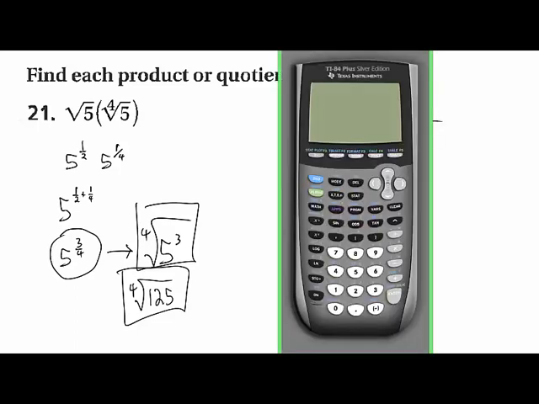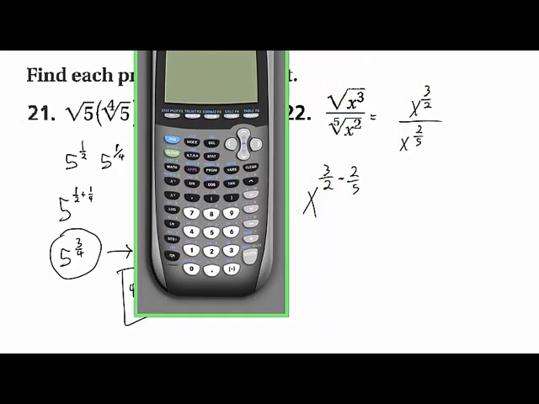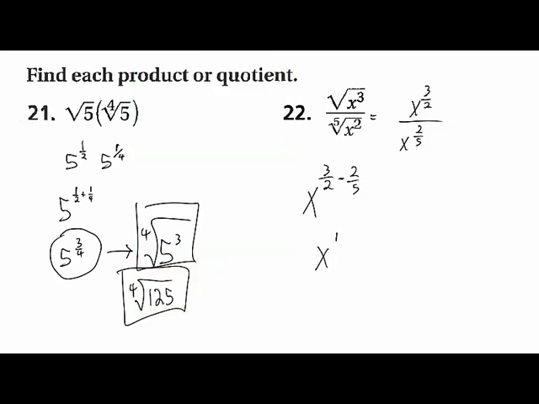Now I can do this by hand, but I have a calculator. Why not use it? Let's do subtraction of fractions. 3/2 minus 2/5, which gives me a decimal, but I'd rather have it in fraction form. Use math and enter. So that's 11/10. So this is x to the 11/10.